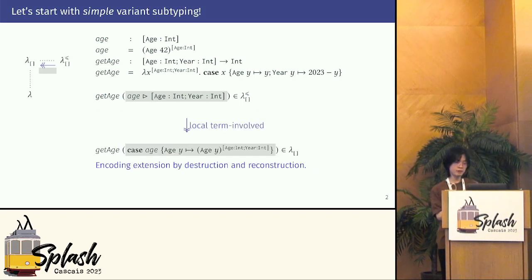So it is well known in the literature that we can simulate this kind of upcast using some destruction and reconstruction. So here we can simulate the upcast of the age by using the case split to destruct it, and construct a new variant with a bigger type with two labels. And this not only applies to simple subtyping, but also applies to full subtyping. It is known as the coercion semantics in the literature.